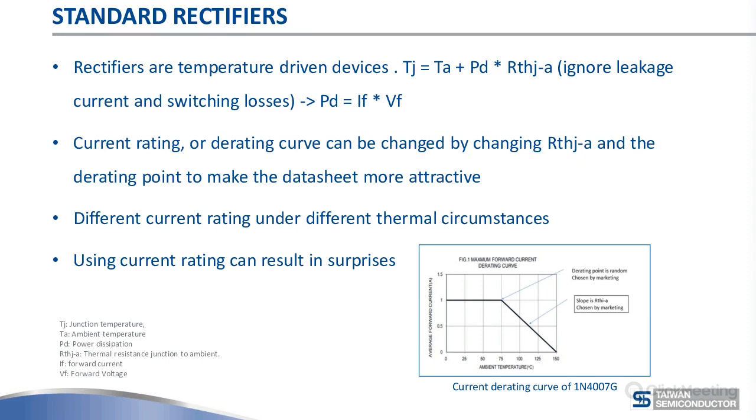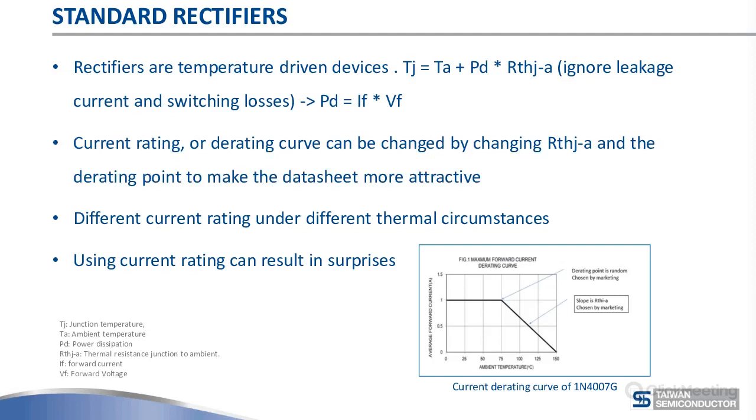Now, if you look at this temperature, you can easily see that if you're a marketing person, you can actually change the current rating by changing the thermal resistance in the measurement, in the testing conditions. So if you look at the curves here, at the bottom right-hand corner of the slide, which looks like a typical rectifier datasheet, the people that make these curves, first of all, can adjust the slope, they can adjust the thermal resistance, and secondly, they can adjust the derating point. Those two points are chosen by marketing.